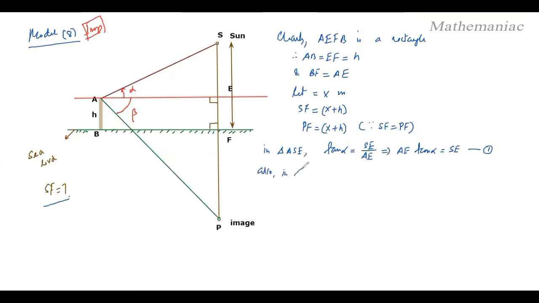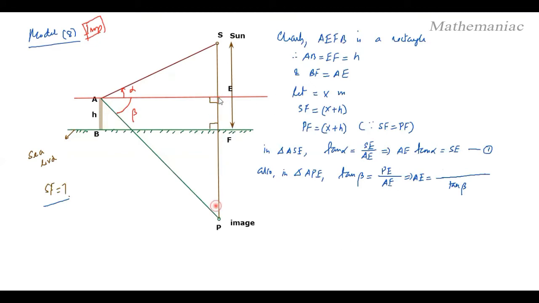Also, another triangle you consider. What is the other triangle? APE. What is the angle here? It is tan beta. Tan beta, perpendicular will be what? PE divided by AE. Great. So from here we have to find AE and put it there. So tan beta will be coming here. But now what is PE? Look at PE.